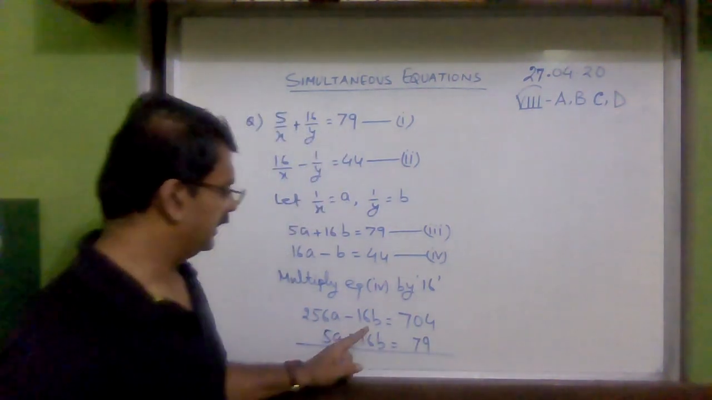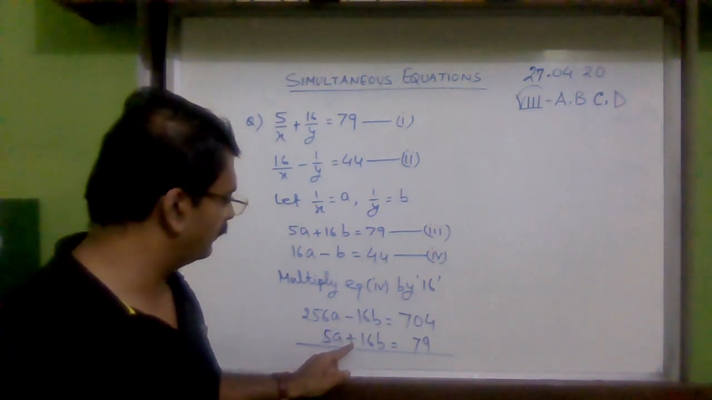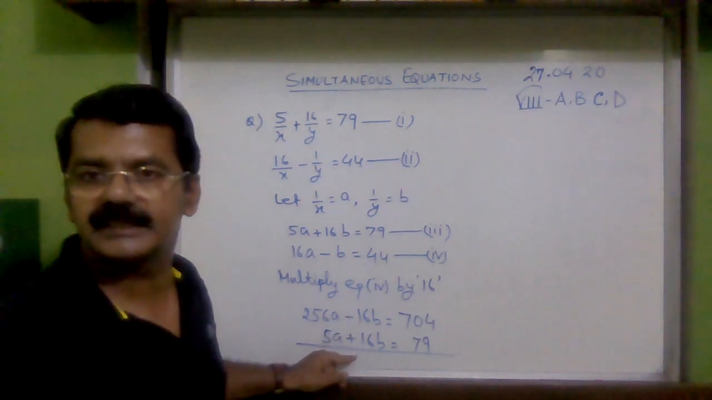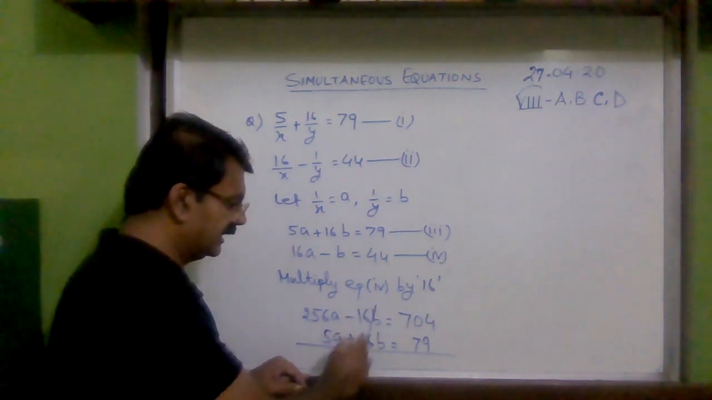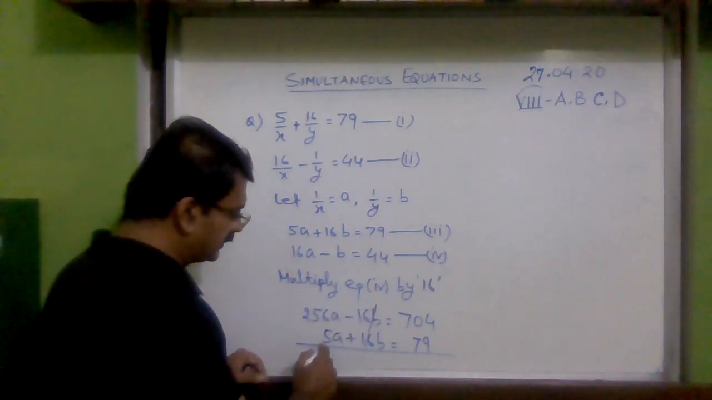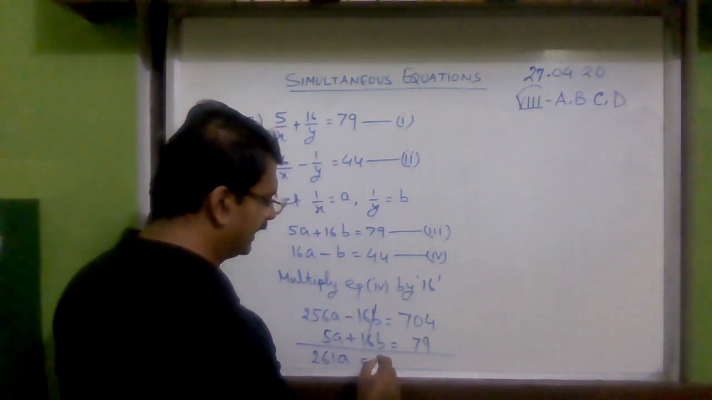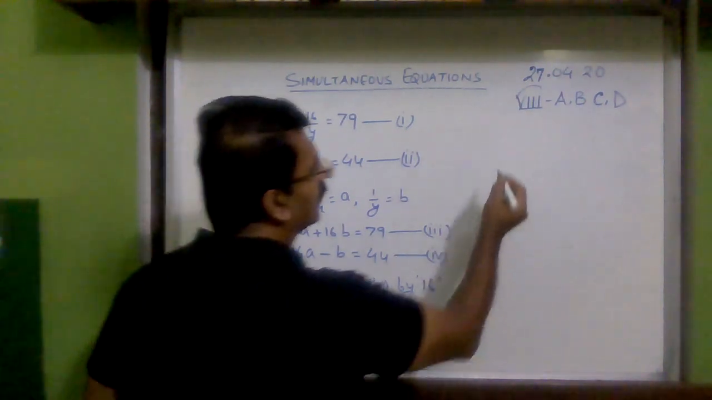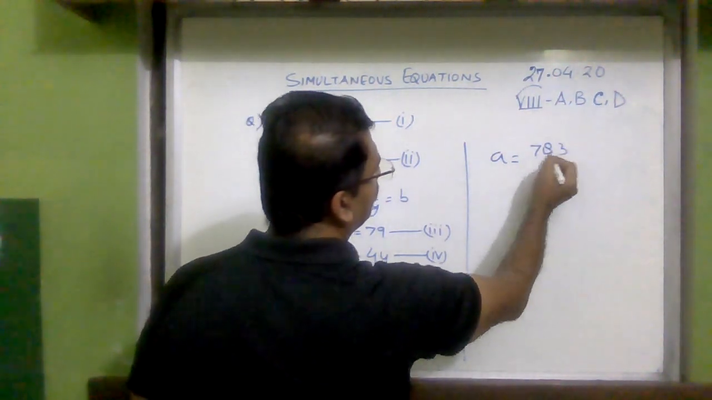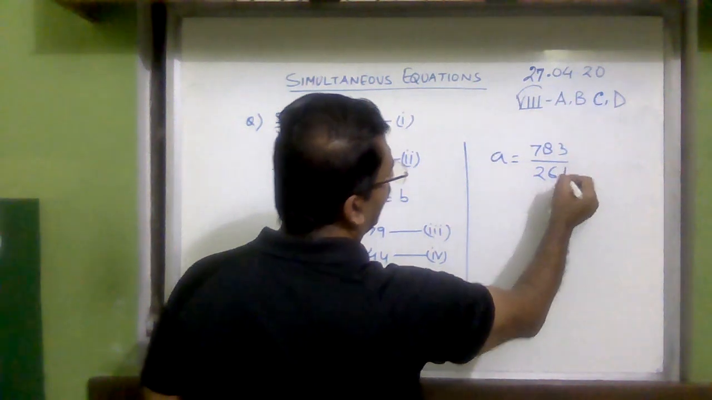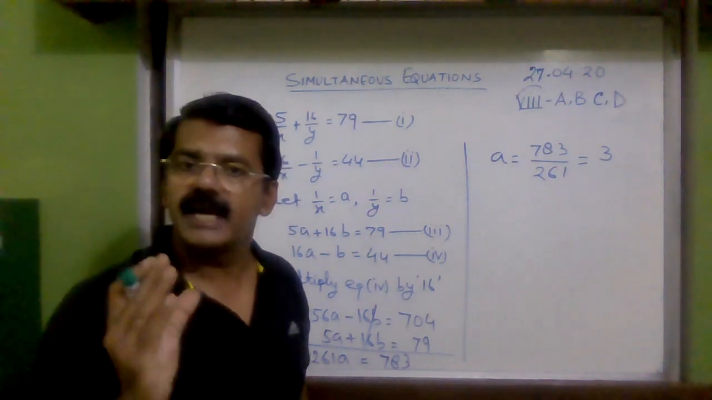Now you can see in both these equations the coefficient of b is the same, 16 here, 16 here, and in the first one it is minus, and in the second one it is plus. So you don't have to change the sign. Simply if you add the two equations, 16b is cancelled. Now 256 plus 5 is 261a is equal to 704 plus 79, which is 783. So a is equal to 783 divided by 261, and that is equal to 3. So we have found the value of a as 3.